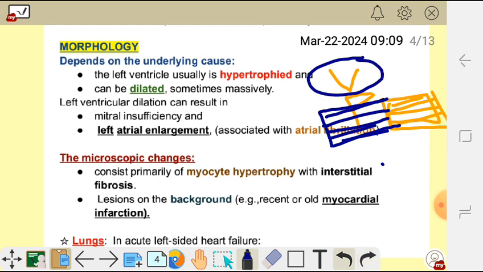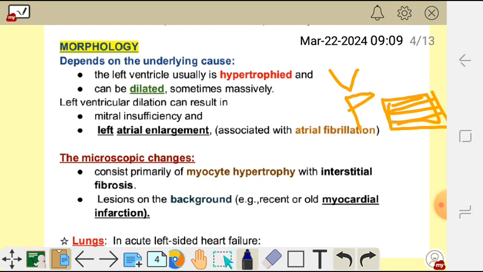Meaning in volume overload, we are going to have dilation of the left ventricle. Apart from hypertrophy, we also have other morphologic features such as mitral insufficiency. If the left ventricle is dilated, that can result in mitral insufficiency.